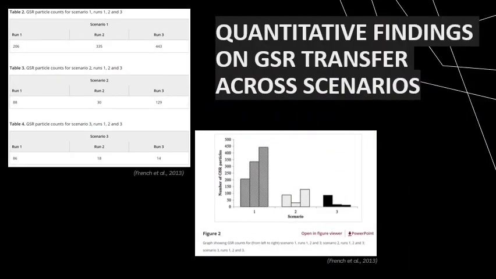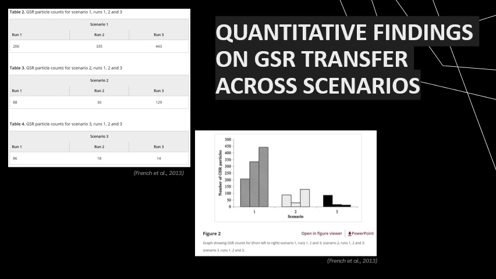Quantitative findings on gunshot residue transfer across scenarios. So here is an overview of the findings. In scenario 1, the direct firing, high particle counts were consistently observed, demonstrating substantial primary GSR deposition on the shooter, which is to be expected. Particle counts varied with each firing, reflecting changes in firearm cleanliness and operational conditions.